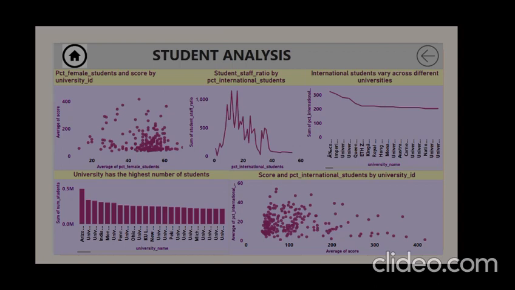International students vary across different universities. Which universities have the highest number of students, score and percentage of international students by university ID. Here I use two scatter plots, two line charts and one bar graph to show this analysis.